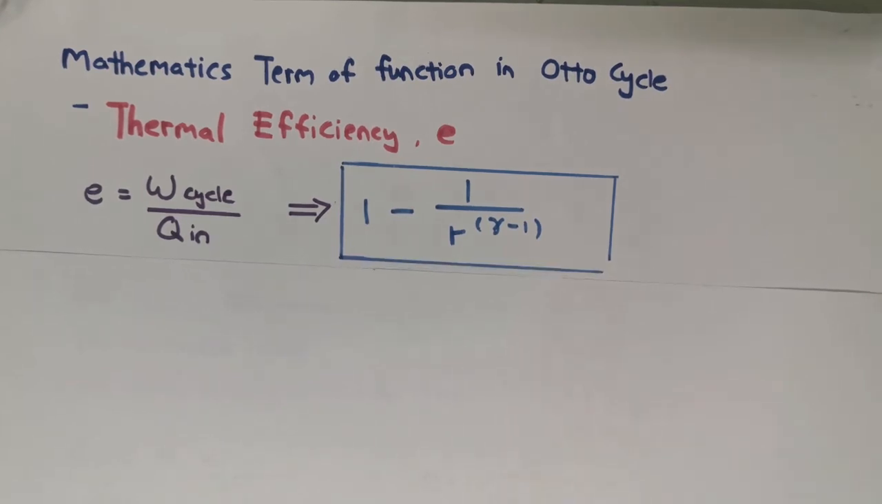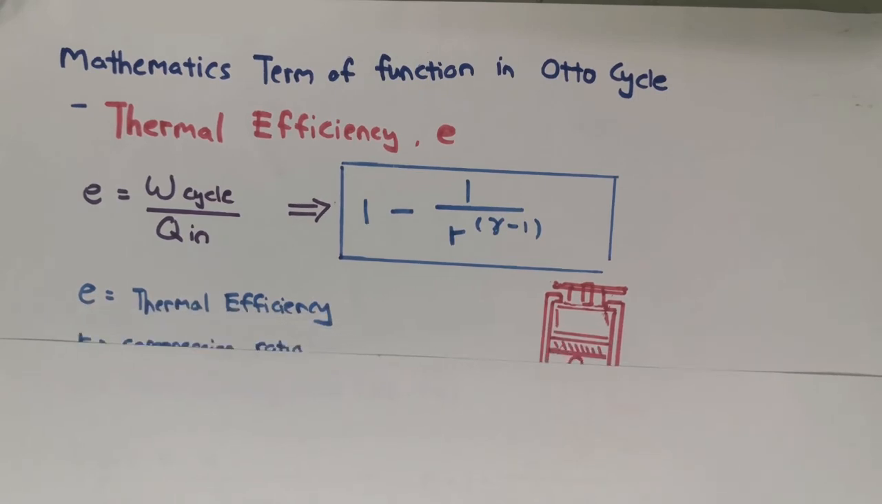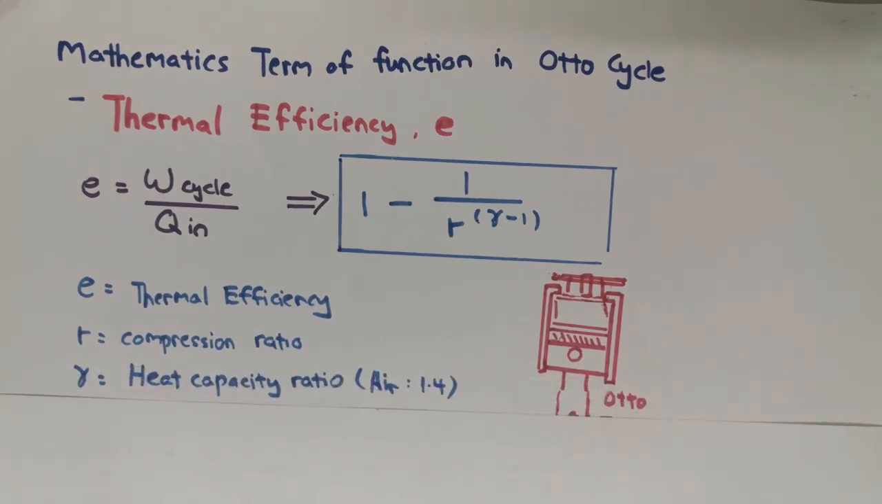So today we didn't discuss too much about how it derived into this formula. However, we focus more on the relationship between this formula and the function. So for the E, it stands for thermal efficiency, while for the R, it stands for compression ratio, and the gamma stands for the heat capacity ratio. Normally the heat capacity ratio in the air will be 1.4.